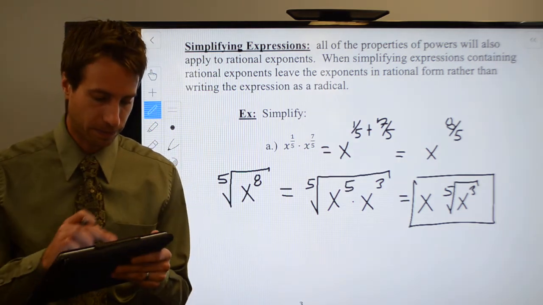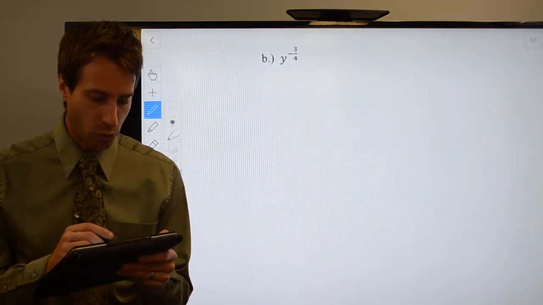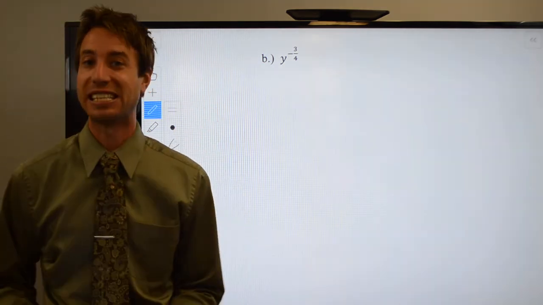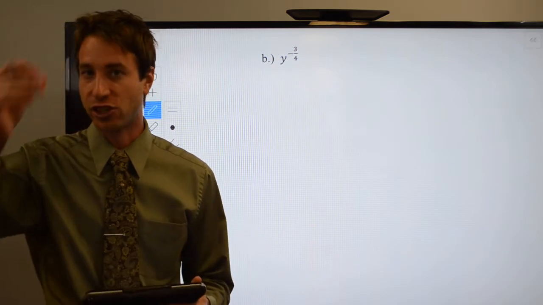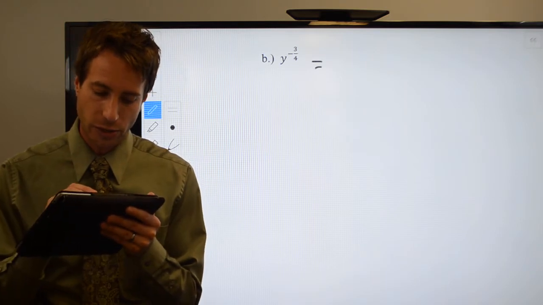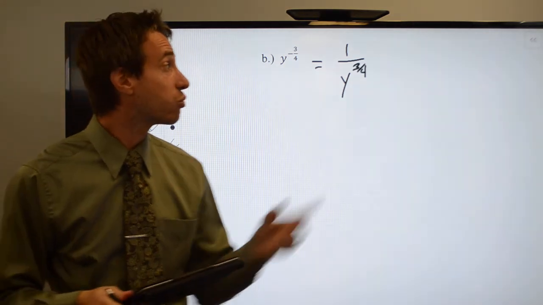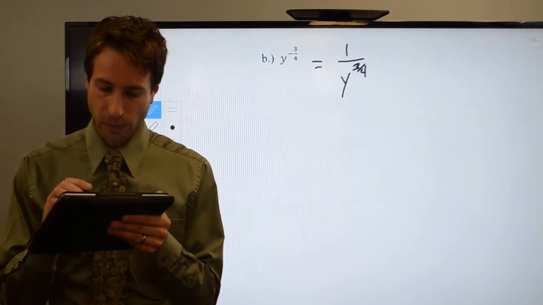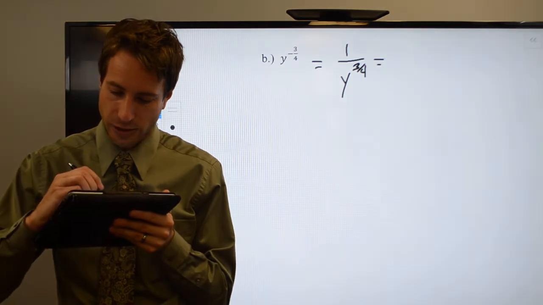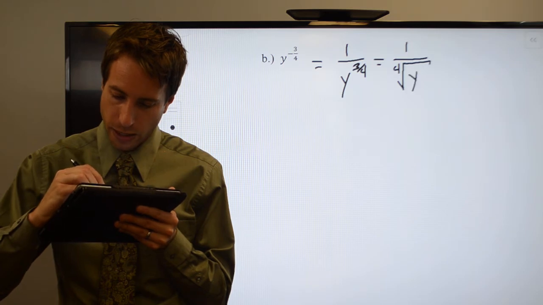Let's try another one. What I've got for you here is y raised to the negative 3/4 power. Right away what should jump out at you is that your exponent is negative, and that's no bueno. We can change it to a positive exponent by taking it to the denominator. That's exactly what we're going to do: 1 over y to the 3/4. Let's rewrite this as a radical. The 3 is going to stay the power, and the 4 will become the index. So 1 over the 4th root of y cubed.